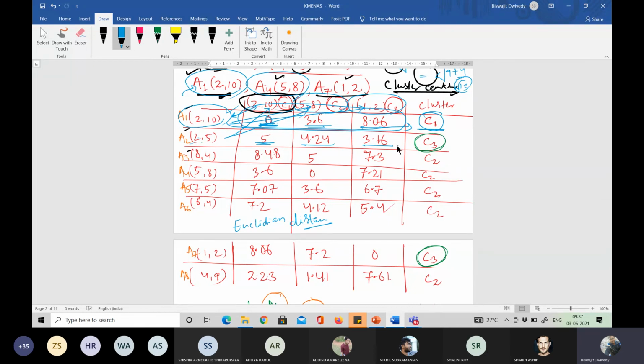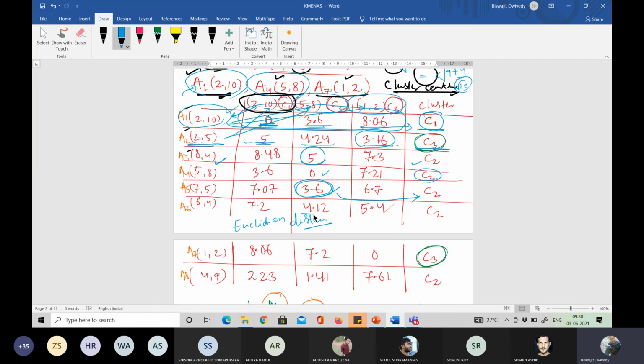Similarly, here in this row, you can see the minimum distance is this one, 3.16. So that's why this data point must be kept in your third cluster, C3. Similarly, here you can see the minimum distance is this one, 5. So that's why this data point must be kept in your second cluster. Similarly, here you can see 0 is there. So that must be kept in your second cluster. Similarly, here also in this row, 3.6 is the minimum. So that's why it should be kept in your second cluster.